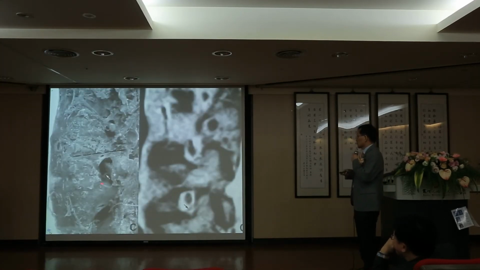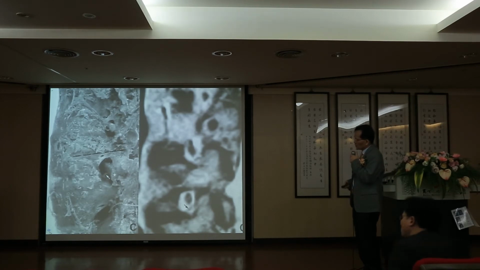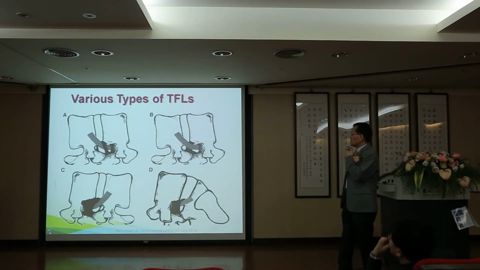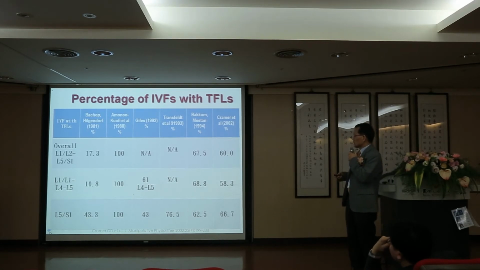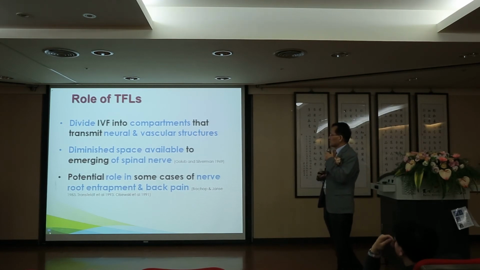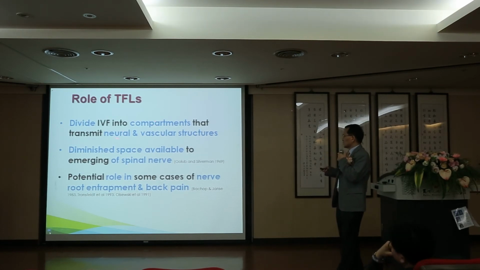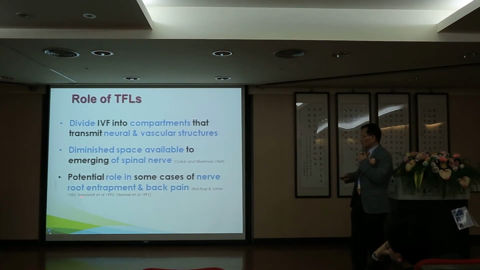This is a cadaveric view and MRI view of the foramen. You can see the transperineal ligament indicated here and here. So we cut this ligament. There are various types of transperineal ligament here. The percentage of transperineal ligament differed between authors. Some stated 100% was found, and others 60%. The role of the transperineal ligament is that it divides the foramen into compartments, and then it can diminish the space available for the spinal nerve, and as a result can cause local irritation and pain.